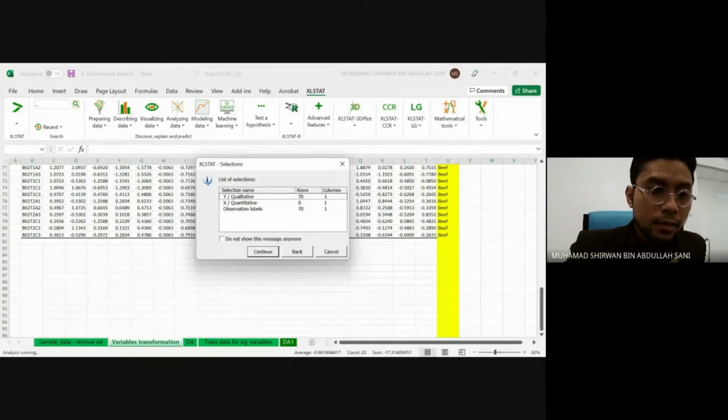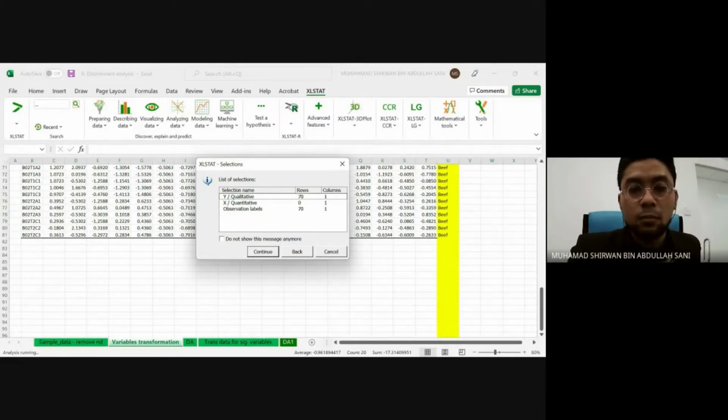And then click, okay, so you can see here, selection of name, Y is qualitative, which is your grouping. So you have 70 samples of sausage, a mixture of poultry and beef. One column only, sebab memang this is the column, one column for Y. And for X, you have 0 rows, but one column. And then for observation labels, you have 70 and 1.